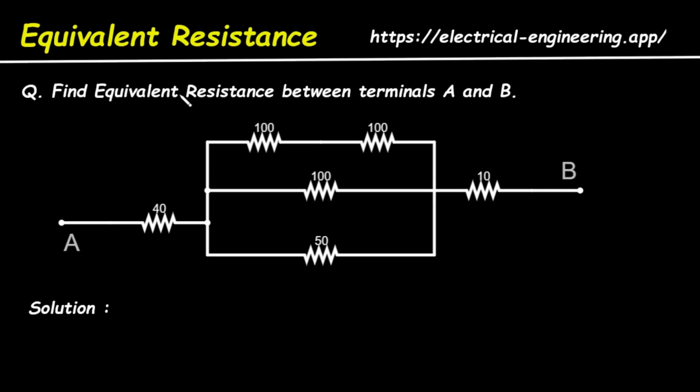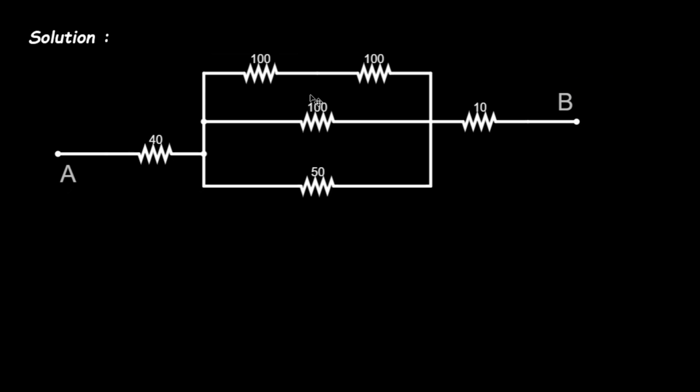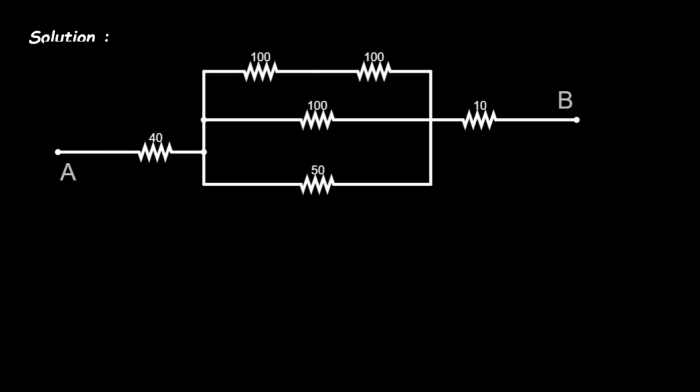Question: find equivalent resistance between terminals A and B. Now here for this circuit, we have to determine its equivalent resistance. Solution: first of all, we will take this circuit. Now here we can clearly see this 100 ohm and this 100 ohm are connected in series. So here let's draw it.